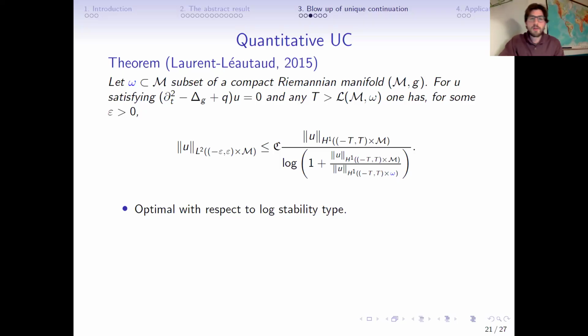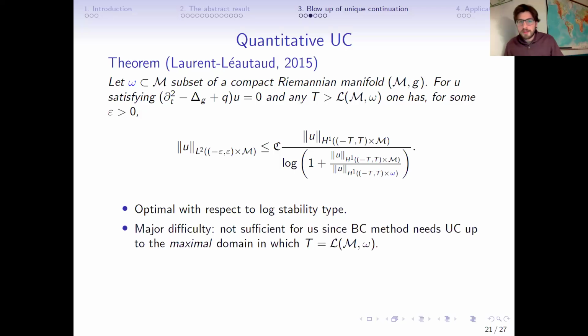Exactly, so now one can ask, okay, but I just said that this is the minimal time for which you have unique continuation. I said that this is the optimal result with respect to stability, because it is shown that you cannot have better than log. So our problem is solved. The problem is that the problem is not solved.